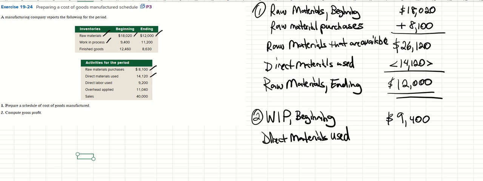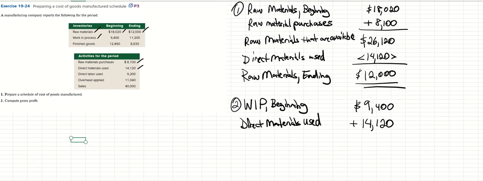Okay, direct materials used is the $14,120, and this will be an addition to the WIP, or work in process, account. Whatever is being used in direct materials gets eliminated from the raw materials inventory account and transferred over to the work in process inventory account.